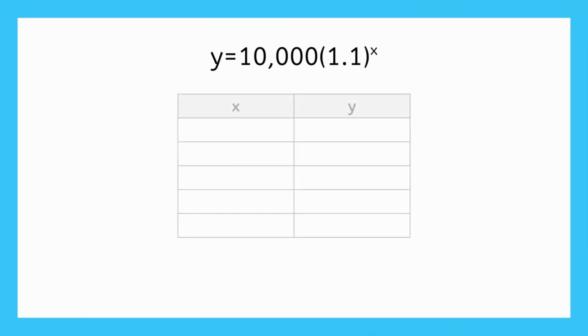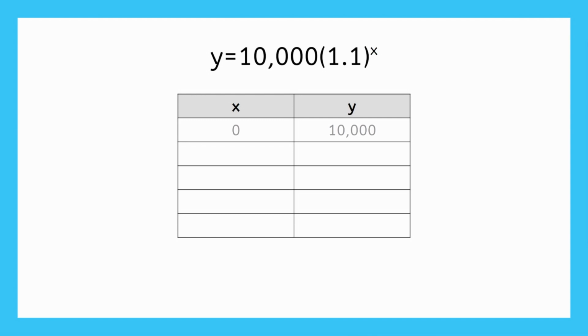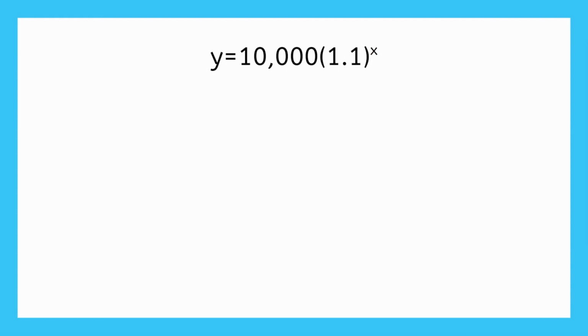If we create a table for this, starting with the initial investment of $10,000 and then using the b value of 1.1, we get this. By year 4, my $10,000 will become $14,641. This b value seems much more reasonable than the others we've looked at, but where did this b value come from? Any ideas?